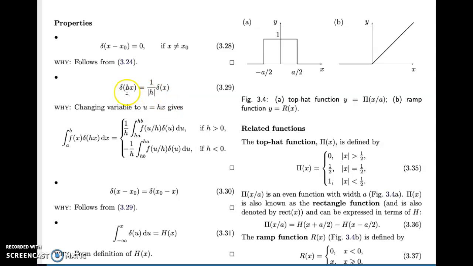So as a consequence of this, it turns out it makes no difference whether you have delta of x minus x0 or delta of x0 minus x. They're the same thing. It's basically you've got h equals +1 or -1, and you end up with the same thing.